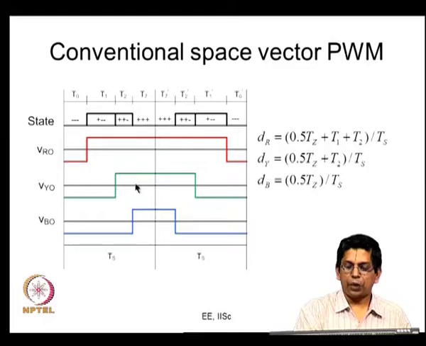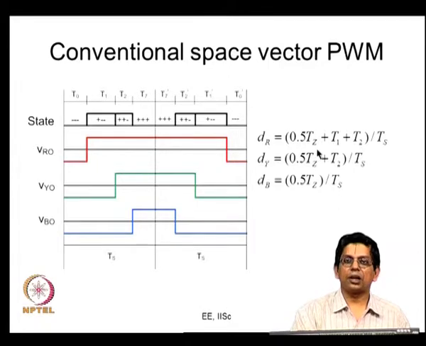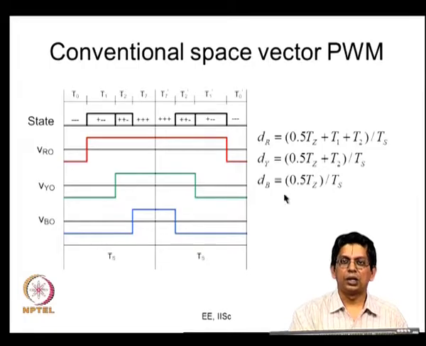What is the duty ratio of Y phase? It is 0.5 Tz plus T2 divided by Ts. What is the duty ratio of B phase? It is simply 0.5 Tz by Ts, and T1, T2, Tz can all be calculated using Vref and alpha. So you can also express your duty ratios like this.